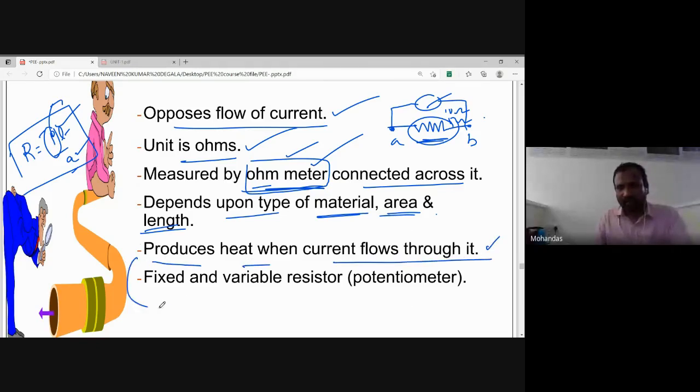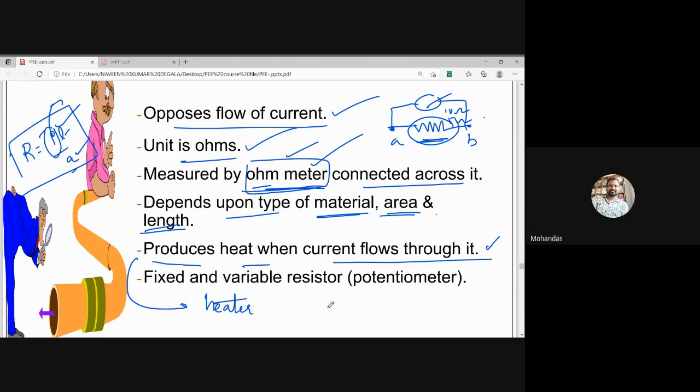I will give you a best example for this. Heater. You might have seen the heater like this.